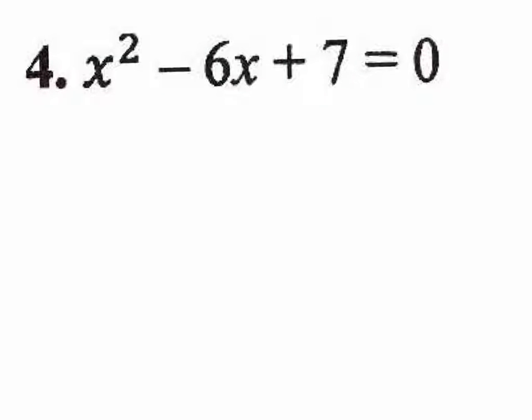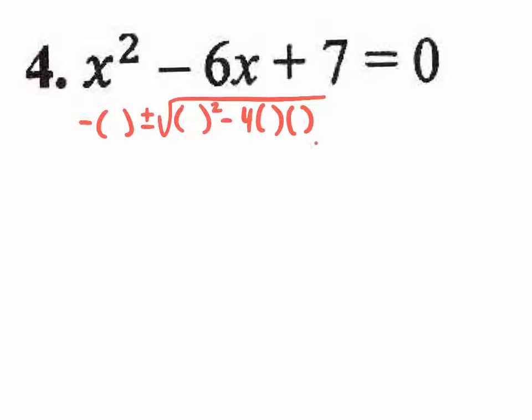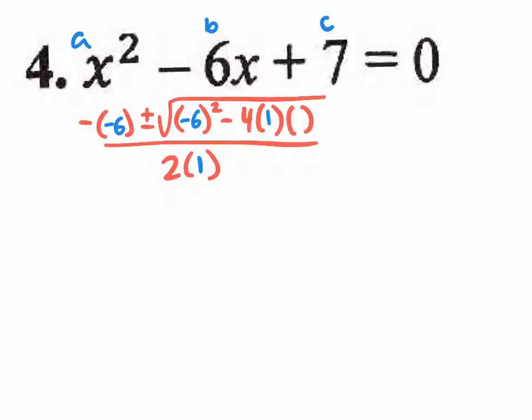So right here, we want to use the quadratic formula. Once again, that is negative b plus or minus the square root of b squared minus 4 times a times c, all divided by 2 times a. So the b value is negative 6, the a value is 1, the c value is 7. The b value of negative 6 goes right there and right here. The a value of 1 goes right here and right here. And the c value of 7 is that last one right there.